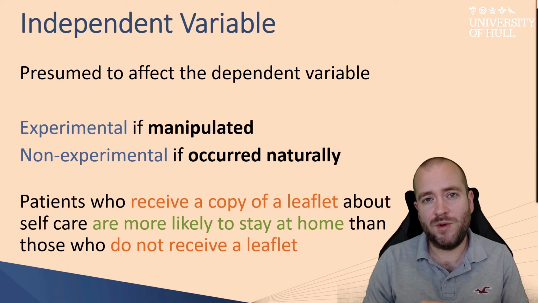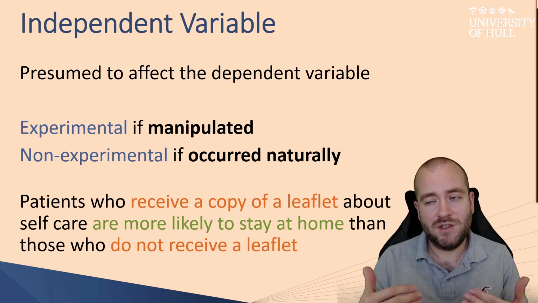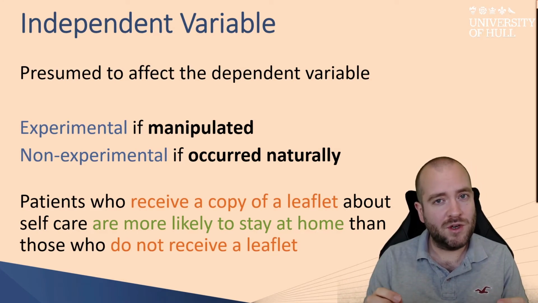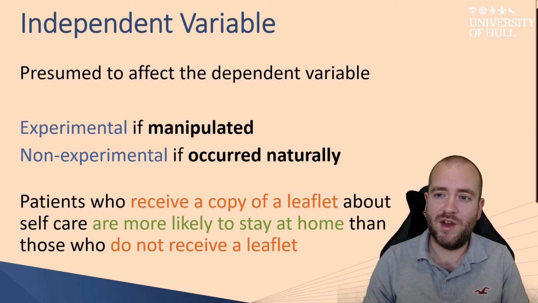We would then follow up the patients that had the leaflet, follow up the patients that didn't, and then see the effect on the dependent variable to see if they've gone into hospital. So quantitative research is all about manipulating what we do to produce that dependent variable or not, but it's also about potentially letting things occur naturally and seeing what the effect is on the dependent variable.